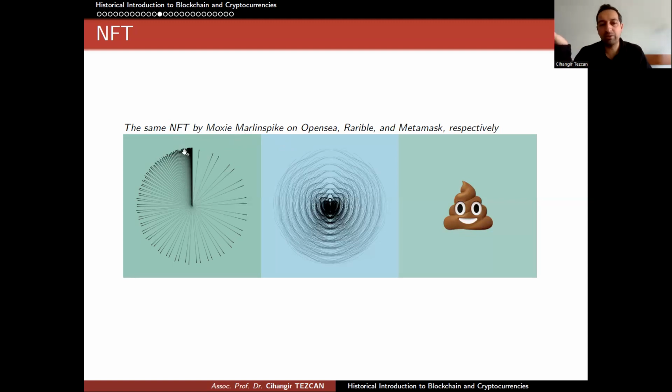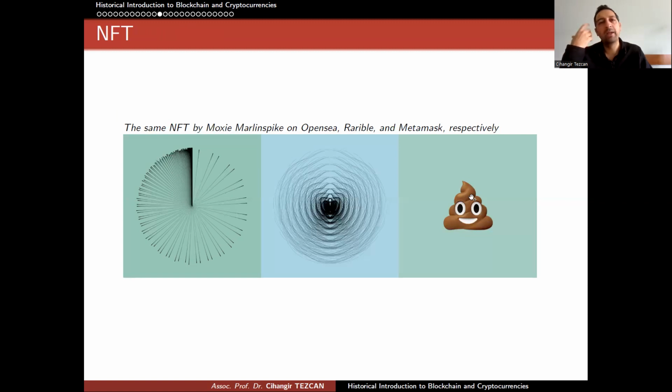Since that web page runs on an Apache server, depending on the visitor's IP address, the Apache server can provide you a different image. And this is how it works. So when OpenSea wants to see that NFT, Moxie's web server sends them this image. For Rarible, it sends this, and for MetaMask, it sends this.